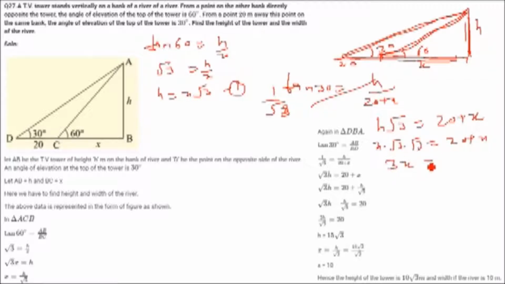So root 3 into root 3 is 3. So 3x equal to 20 plus x. Bring it here. 3x minus x is 2x equal to 20. x will be equal to 20 by 2, that is 10. So this width is 10.